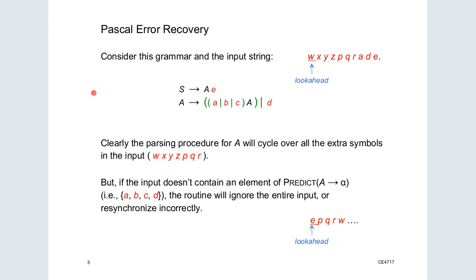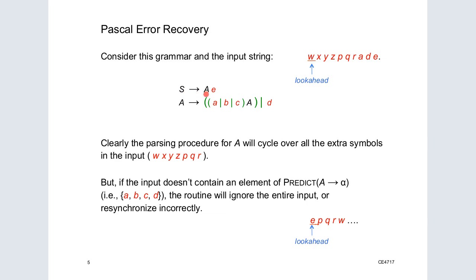So this works very well if you have this sort of situation here. You see this grammar here: S maps onto capital A followed by terminal E, and A is either a D or it's a recursive version of itself fronted by a terminal A, B, or C. So essentially, we're in parse S, and we want to call parse A.